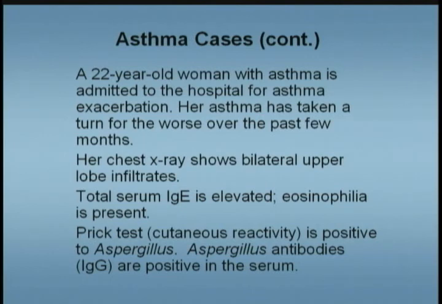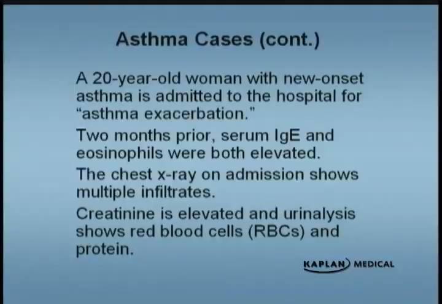The test to do is to do a prick test. It's a cutaneous reactivity test on the skin that becomes positive for aspergillus, and then confirm with the aspergillus antibodies. This disease is called ABPA, allergic bronchopulmonary aspergillosis, and we treat it with steroids. You're going to hear a lot about this disease in the next couple of years or so.